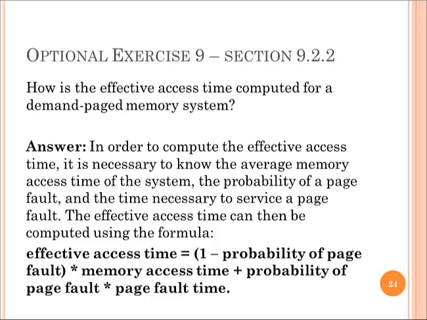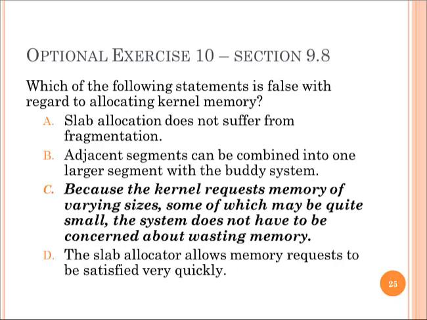So any question on this? How is the effective access time computed? And there it is. It's a formula. So we have a lot of formulas. No what? I see a no there. Oh, no questions. You understand it? Okay, good. And this one, which of the following statements is false with regards to allocating kernel memory?